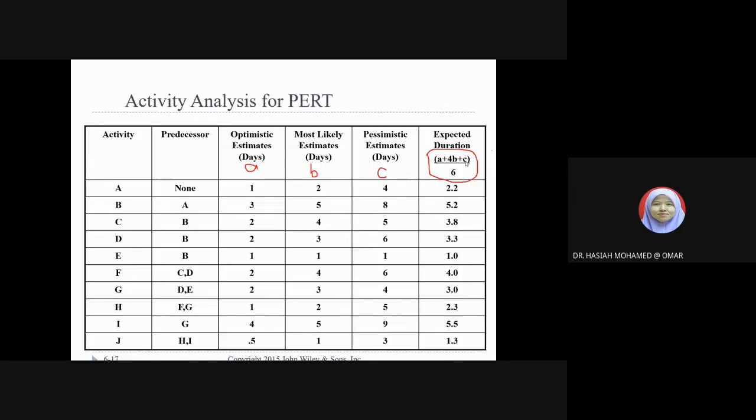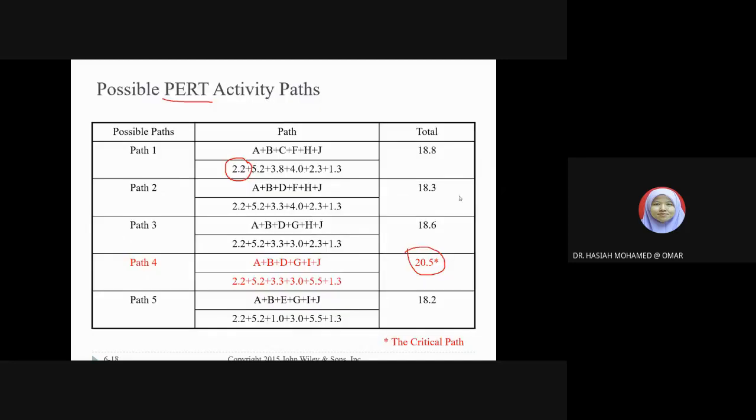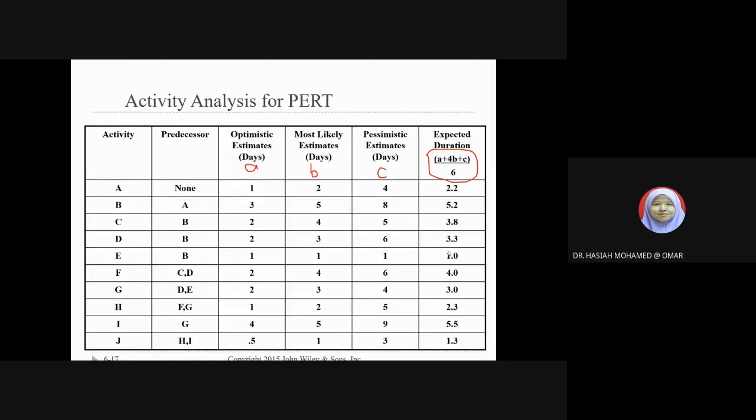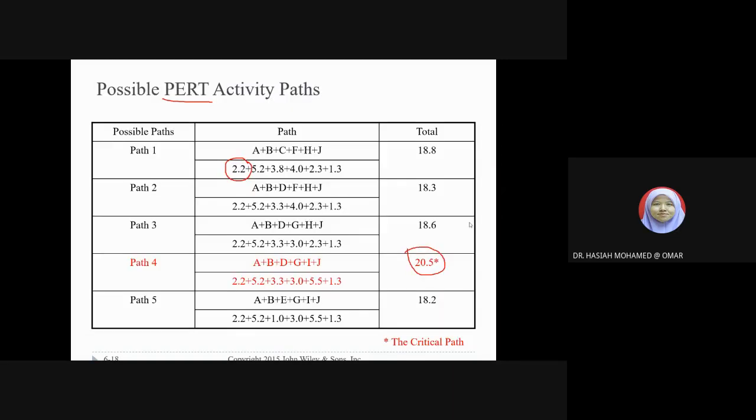yang ni kan, expected duration ni divide by 6, campur semua, then you will get total numbers. Okay, yang you campur ni, yang ni the expected duration. Okay, expected duration ni we get the numbers from optimistic, most likely and pessimistic. Okay, campur semua, then you get the critical path.